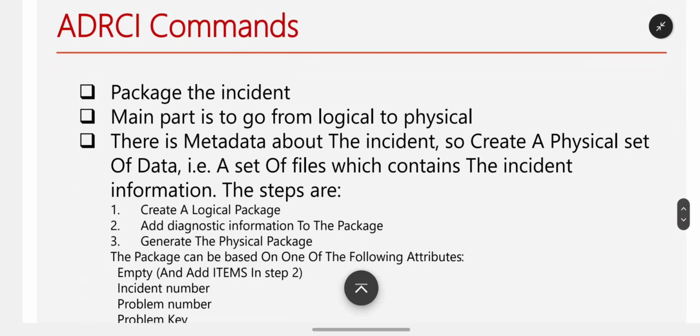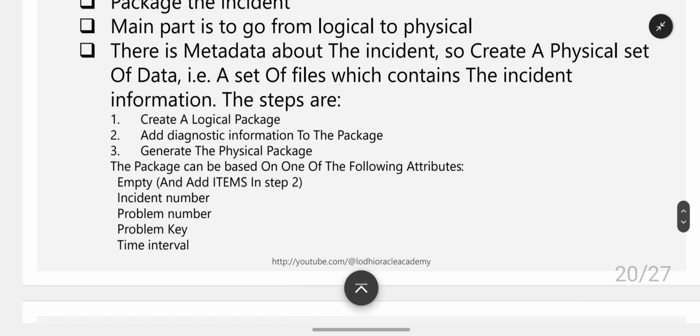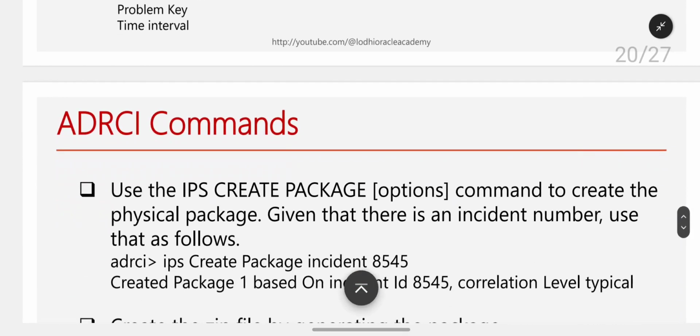Package the incident. The main part is to go from logical to physical. There is metadata about the incident, so create a physical set of data, that is, a set of files which contains the incident information. The steps are: create a logical package, add diagnostic information to the package, generate the physical package. The package can be based on one of the following attributes. Empty, it can be empty. You can add items in step 2. Incident number, problem key, time interval.